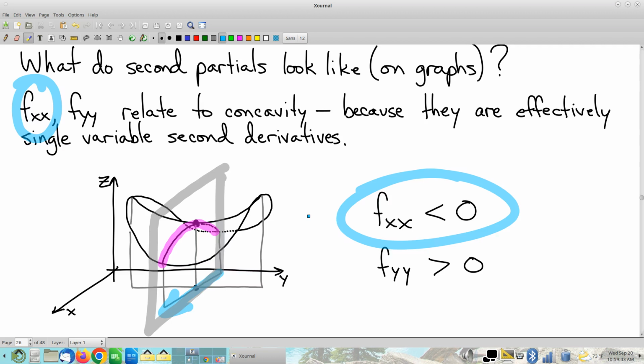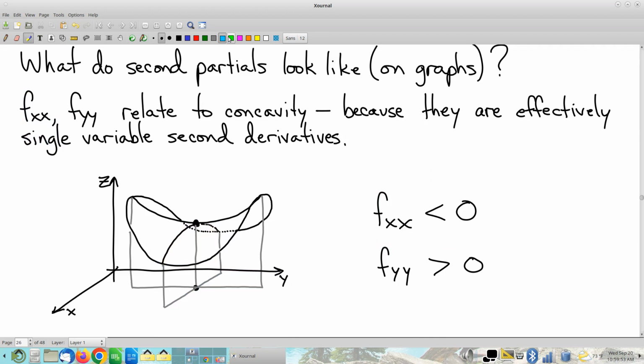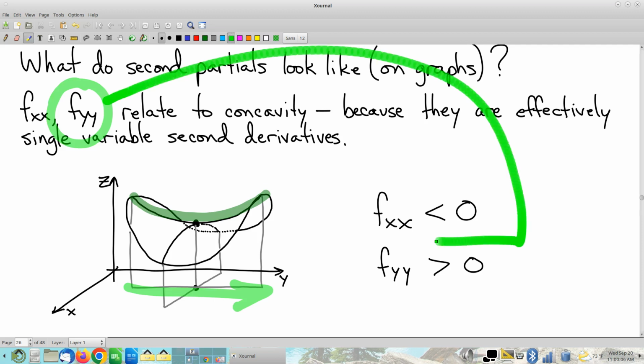Familiar? Relatable? Good news? Everybody happy with that? Right. So related, and I'll say analogous thinking. If we want to talk about f_yy, that means we're looking in the y direction. That means that my cross-section looks like that. And second derivatives, concavity, and all of that. And apparently the y second partial is positive. That's concave up. Totally analogous argument. Everybody cool? Yeah. All right.